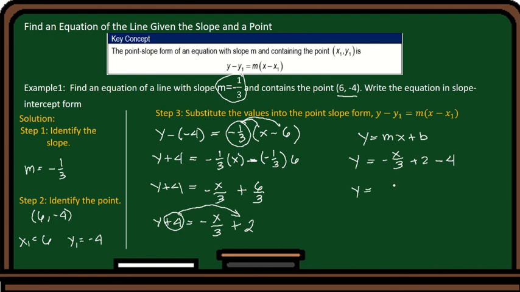Then, we will now simplify. Y is equal to negative x over 3, 2 minus 4, that is negative 2. So, your m here will be negative 1/3 and your b is negative 2. So, this is now the equation of the line given a slope negative 1/3 and point 6, negative 4.